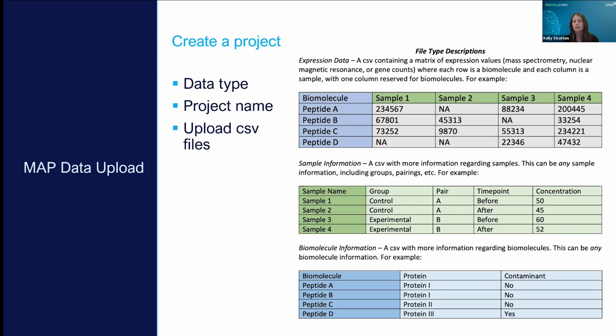You could also include things like whether a protein is a contaminant. For lipids, you could include lipid class information. You might want to map to different ontologies or databases to look at different types of identifiers for the same molecule.